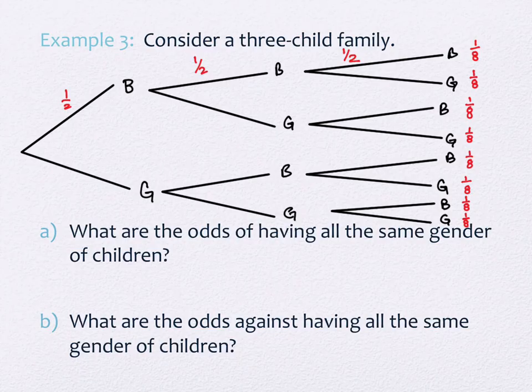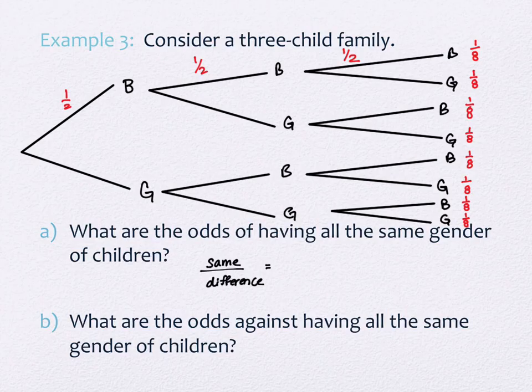All right, so the question that we're being asked, though, is about odds. Let's take a look, because these, 1/2 and 1/8, are all probabilities. The question down here says, what are the odds of having all the same gender of children? So this is odds in favor, right? You want to have this happen, at least in terms of finding the value. So these are the same, right? They're all the same, or there's some kind of a difference involved.